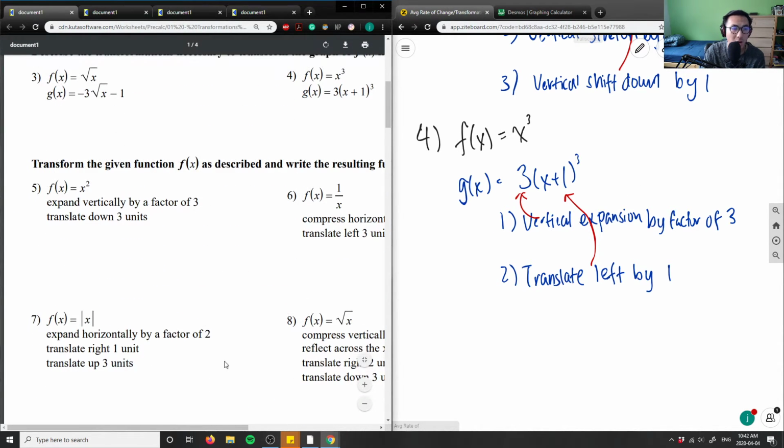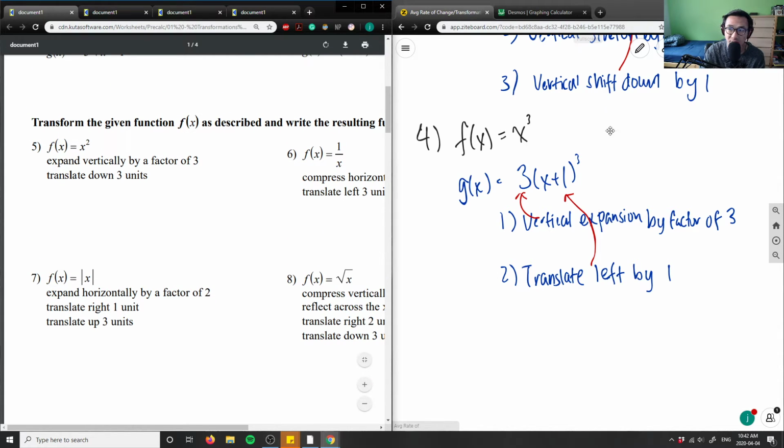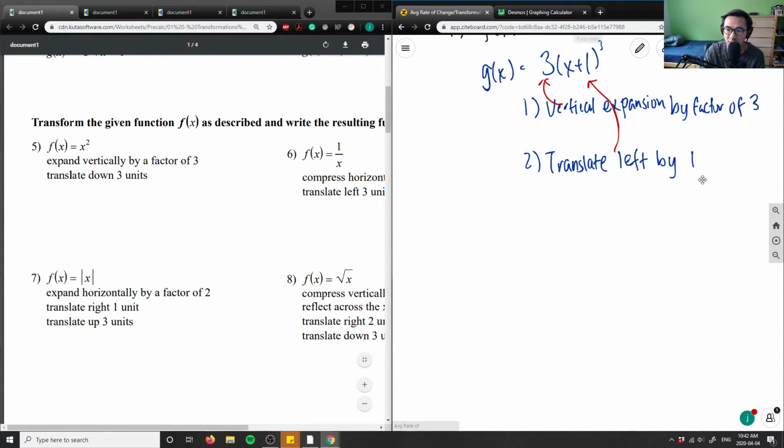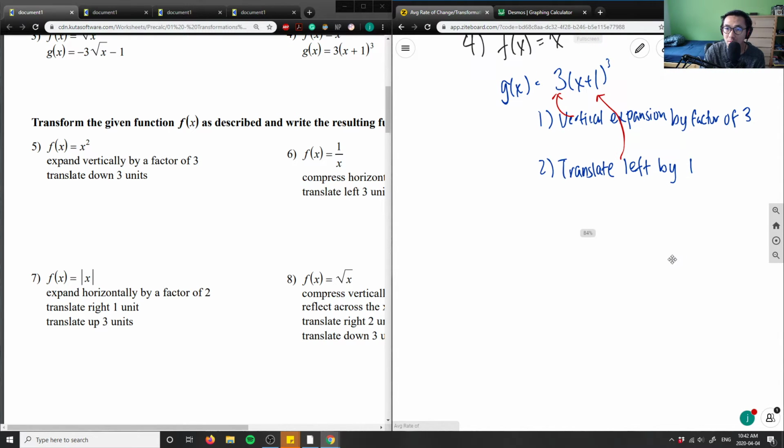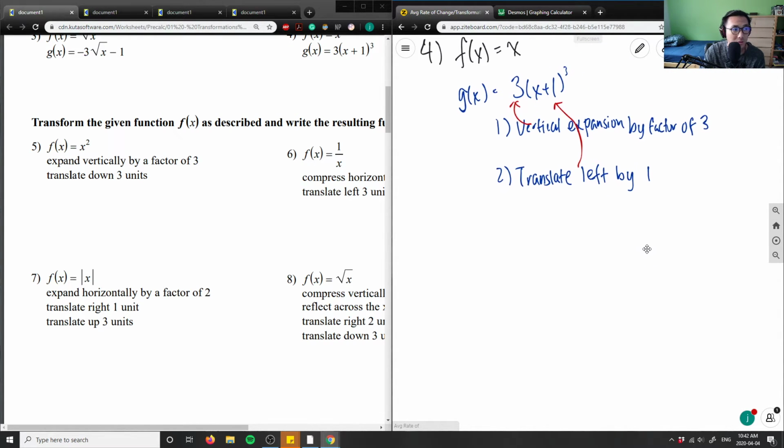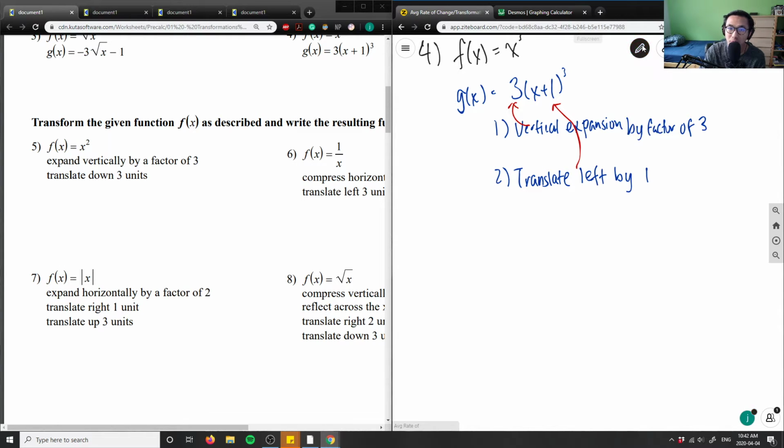Okay, so number 5 and 5, 6, 7, 8. Let's just do these two for the sake of time. So 5 and 7. Let's do 5. So I have here f of x equals x squared, and it's going to tell me I have to expand vertically by a factor of 3 and then translate down by 3. So how would I do that? How would I write g of x?